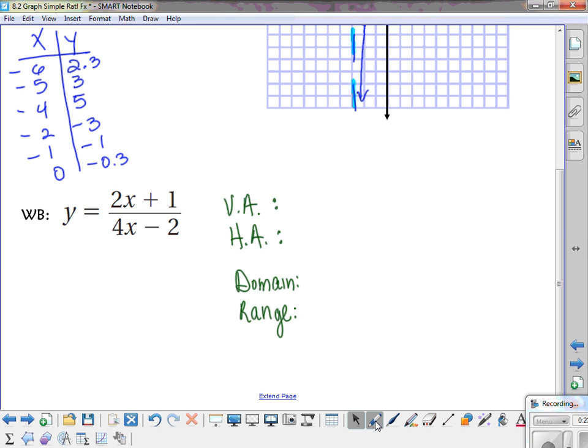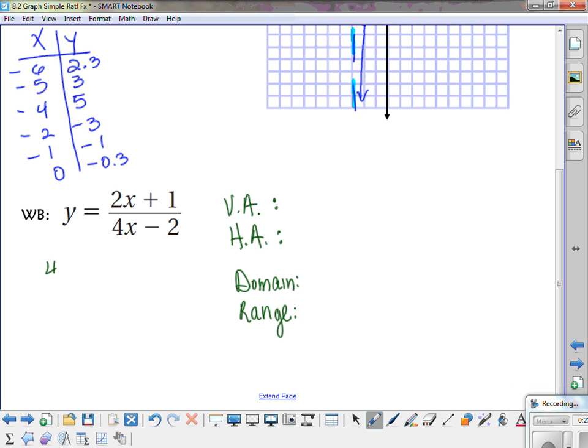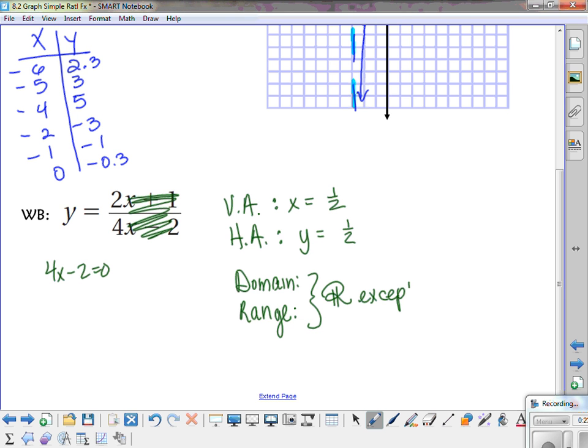All right, so vertical asymptote. We put 4x minus 2 equal to 0, and we got that x was equal to 1/2. And then for the horizontal one, all of this becomes insignificant. 2 over 4 also reduces to 1/2. So my domain and range are identical, aren't they? All real numbers except 1/2.